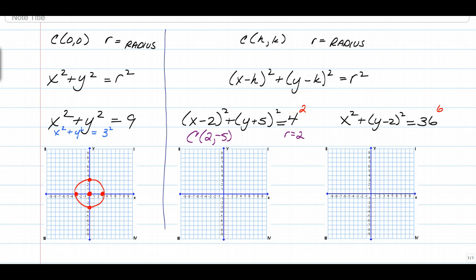So to graph this, all we're going to do now is plot our center, and we're going to plot our radius of 2 in each direction. So we start at (2, -5), put your center, and then 2 to the right, 2 below it, 2 to the left, and 2 above it. Draw yourself a circle, and you're good to go. So why don't you pause the video and quickly try the last one and see how you do.